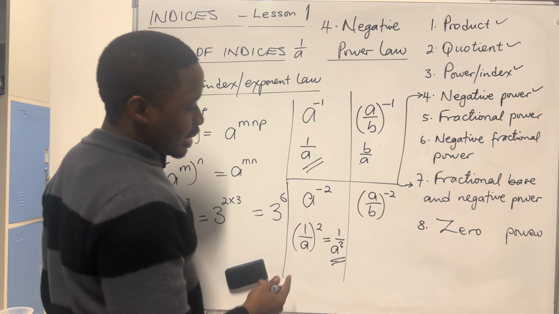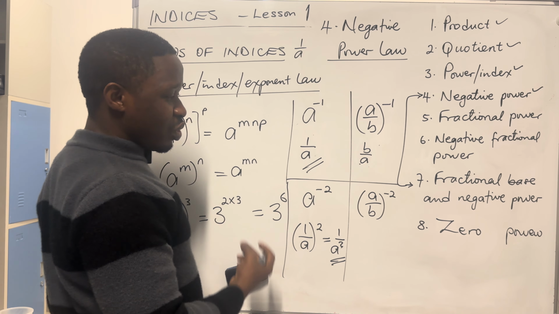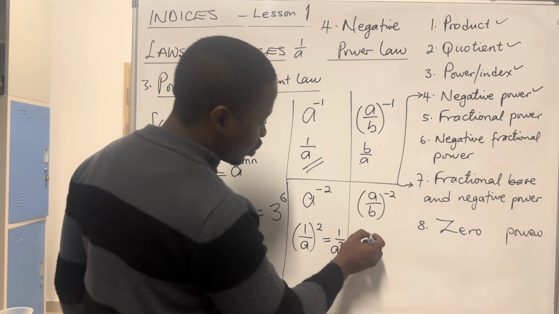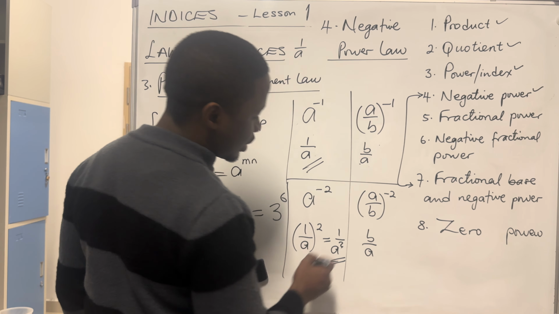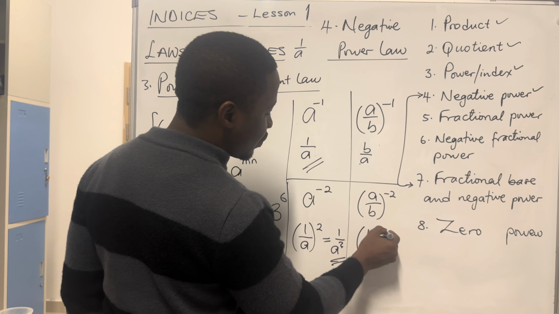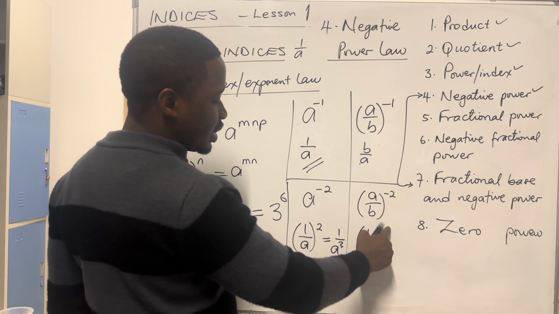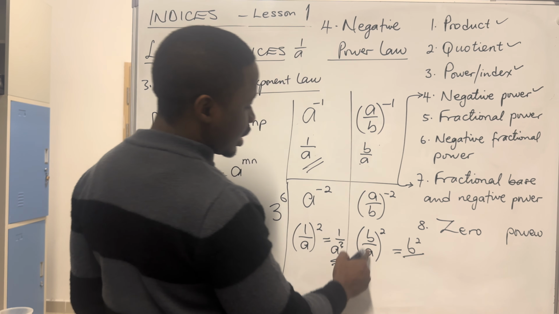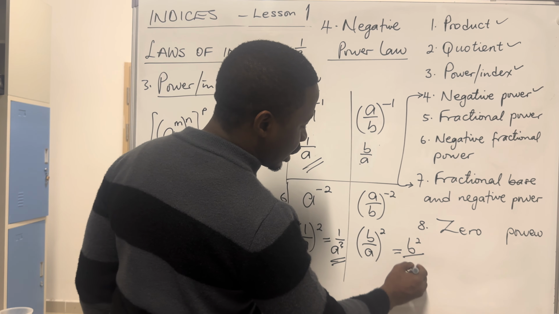We come to this again. The power is negative. Once the power is negative, what do we do? We consider the inverse. So B over A. So we ignore the minus. We have only 2. If this one affects B, we say B squared. If it affects A, we say A squared.